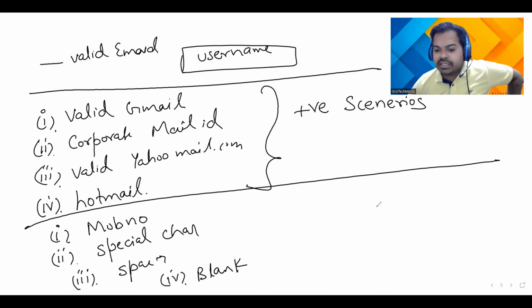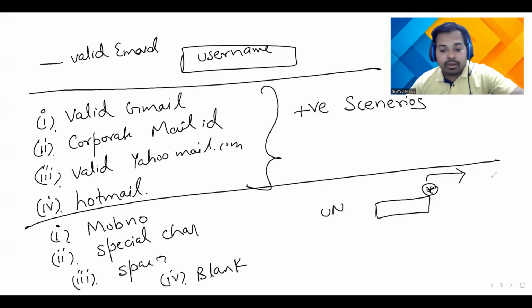Guys, have you noticed that in some components, there will be this kind of sign called an asterisk? Have you guys noticed that? Yes. What does this asterisk symbol indicate? Mandatory. I hope you all agree that in every application, username will always be mandatory. You guys agree with me? Yes. So I will also test it with blank, right? Guys, like this, I can generate so many scenarios. So let us discuss some important ones.